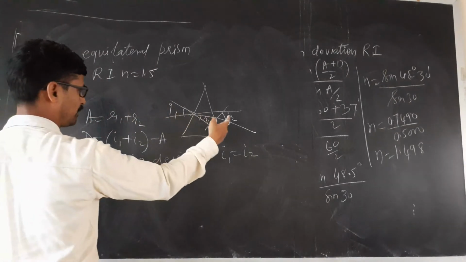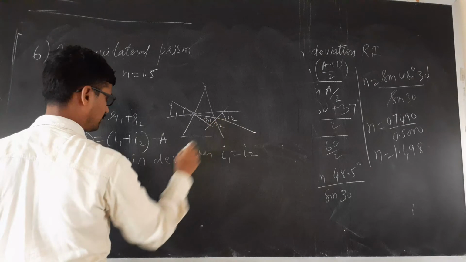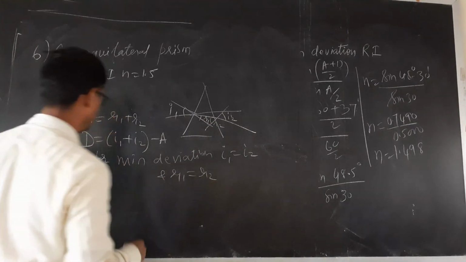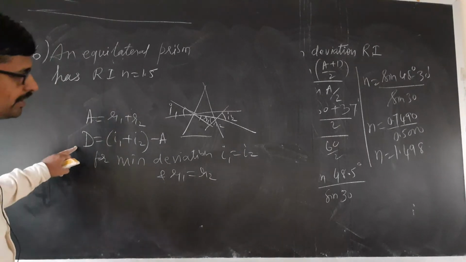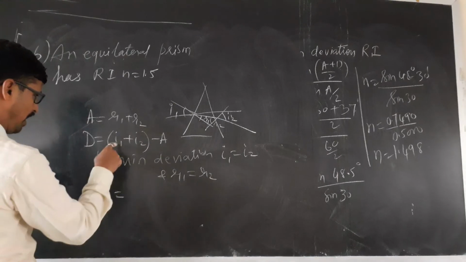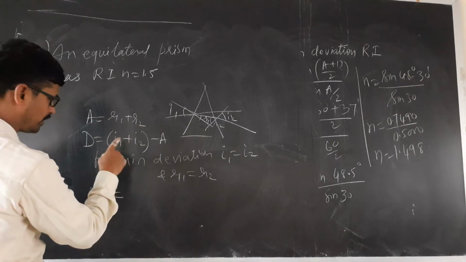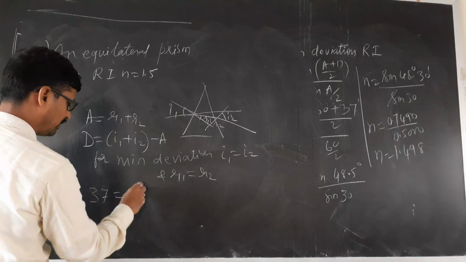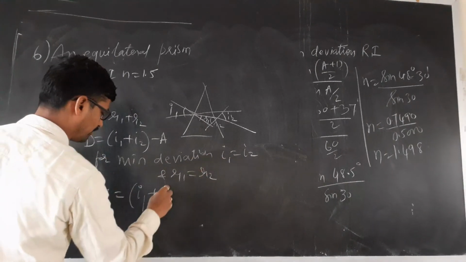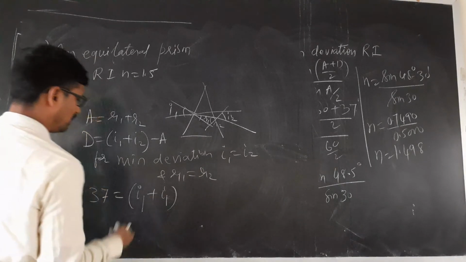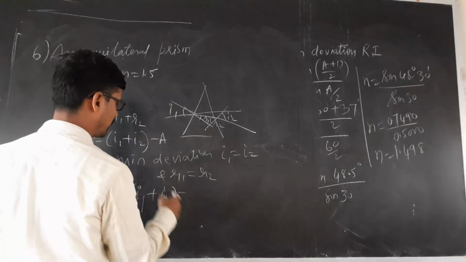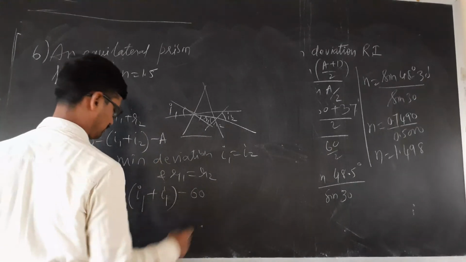If I1, I2 happen to be equal, R1 will be equal to what? R2. And R1 is equal to R2. Let us see. Deviation is given already, how many degrees? 37. I1 and I2 both are equal, so in place of I2 I can write I1, because both are equal, only for minimum deviation. Minus angle of the prism, which is 60 degrees.